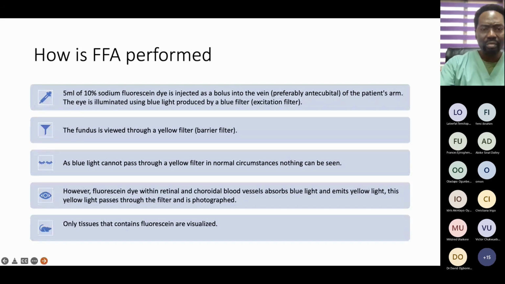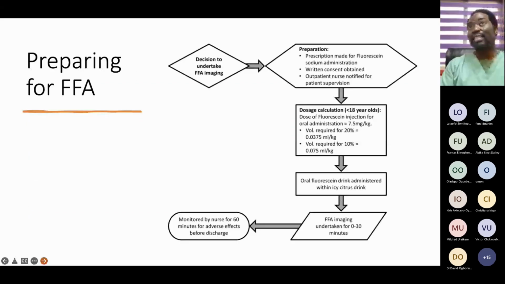There are different filters, the blue filter and the yellow filter. Once a decision is made to undertake FFA, you need to make preparation for the administration. You need to get resuscitation material available. You should have your standard resuscitation material, the Ambu bag, atropine, adrenaline. You need to have the basic facilities that you need to resuscitate a patient available.